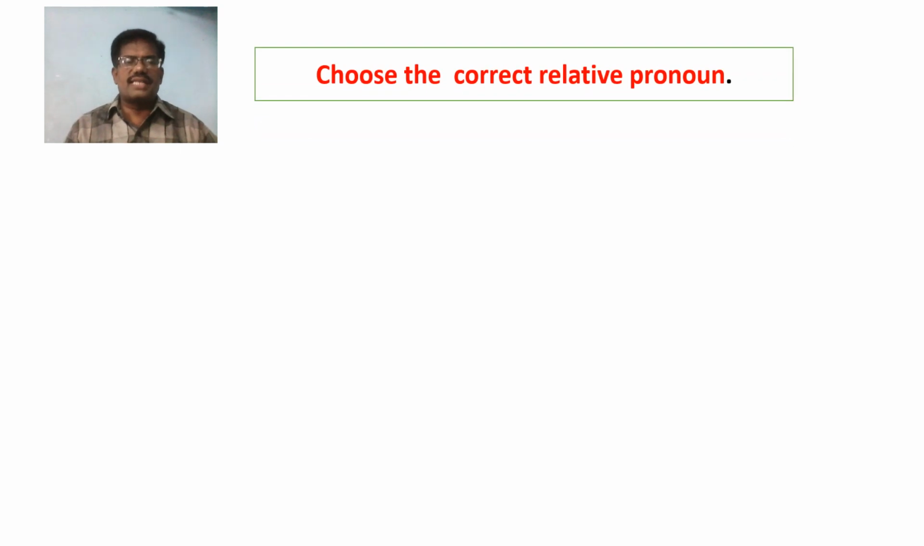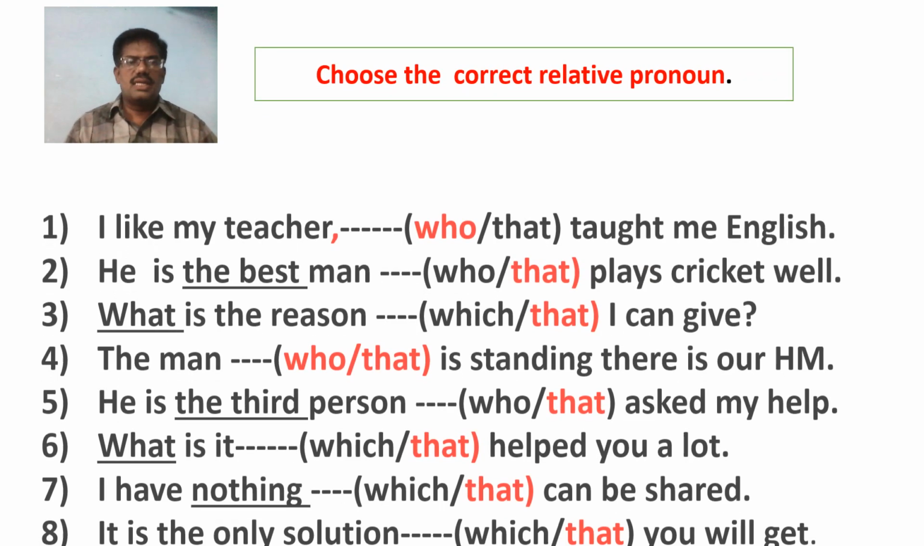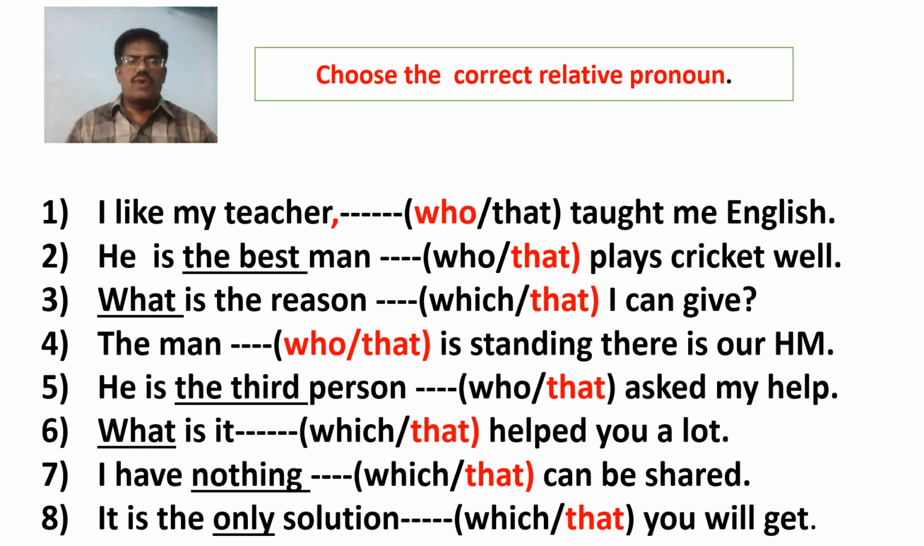Now let us have an exercise. Choose the correct relative pronoun. In the example number 1, we have preferred who because it is a non-defining relative clause. In non-defining relative clauses, we cannot make use of that. So here we have used who.